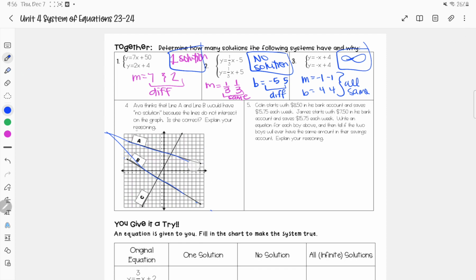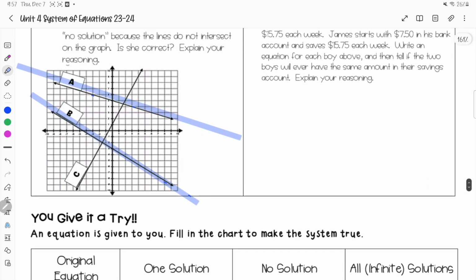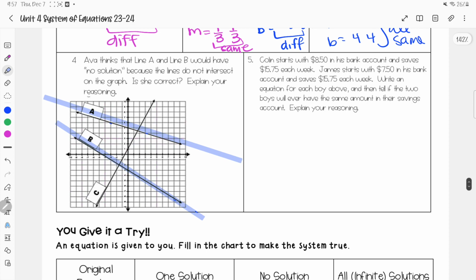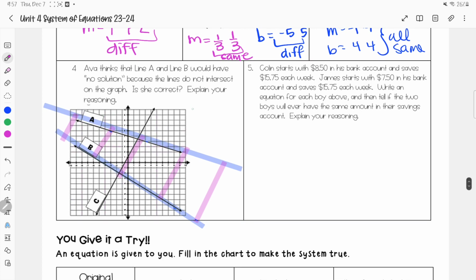Other than the fact I can't draw straight lines. Let me try to do it this way. With this one though, here's pretty close. Here's my other one. Eventually, if I keep drawing those lines, what do you notice about my distance from here to here, here to here? Is it staying the same? Or what do you notice is happening to my distance? So Ava is wrong because even though they don't cross on here, they will eventually cross. So Ava is incorrect.